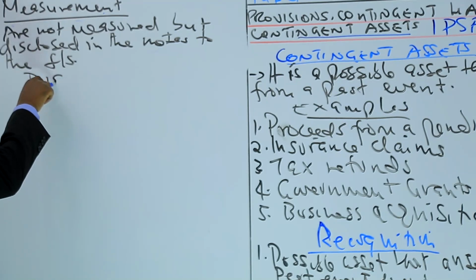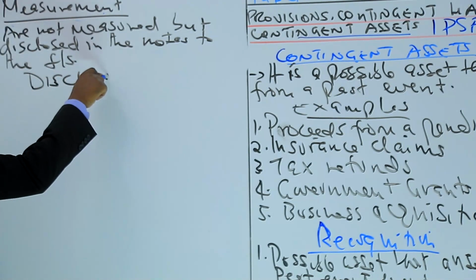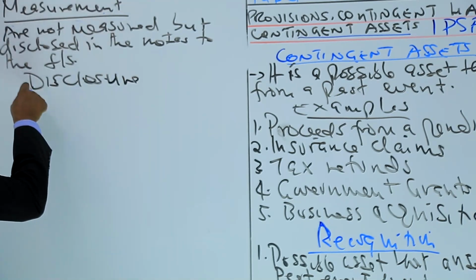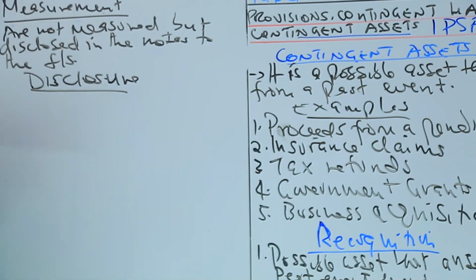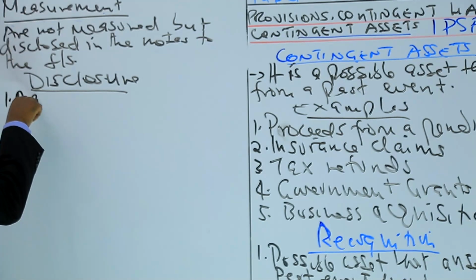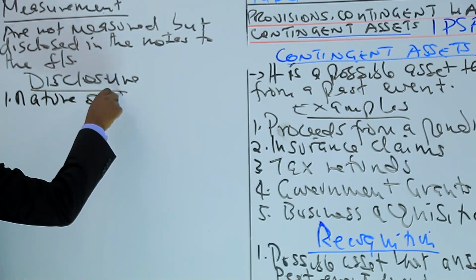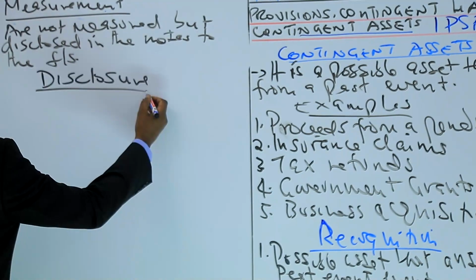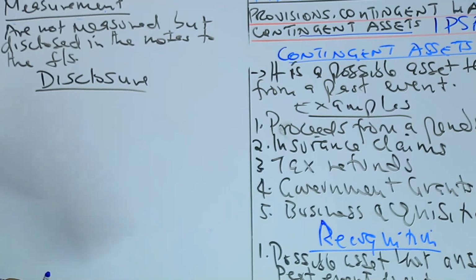Lastly, disclosure. What are the disclosure requirements? Public sector entities are required to disclose certain information in the notes to the financial statements.